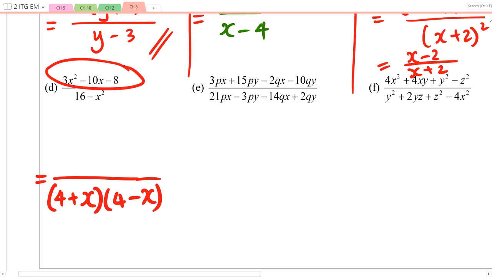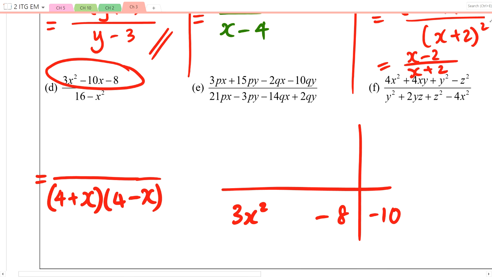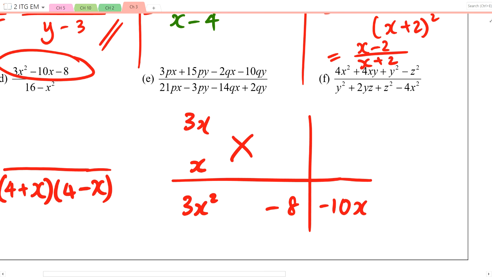In order to factorize this, I need to use this method again. 3x squared. Then here I've got negative 8 and negative 10x. Put in a cross. It's time to fill in the blanks. Do you want to start with 3x squared or 8? 3x squared, because no choice. We've got 3x and x. It must be 3x and x, no other way. Then let's move on to the 8 part. What are the options that we have? 2 and 4. What else? 8 and 1. Okay, we can flip that around. Which one would you like to try?